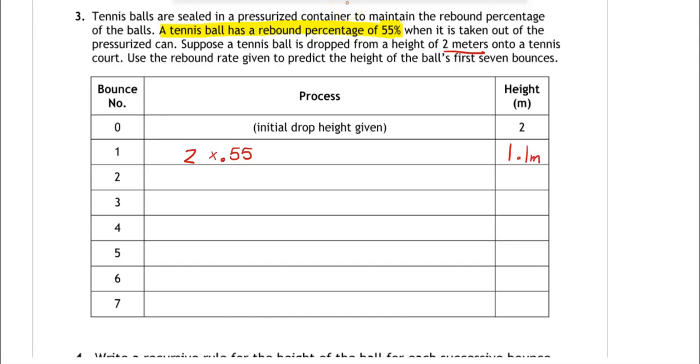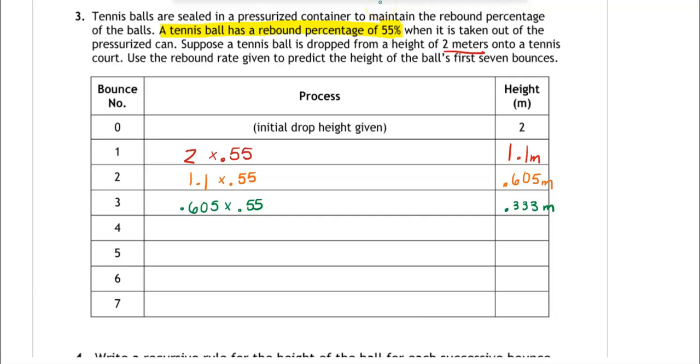All right, next one, I'm going to take that 1.1 and multiply that by 0.55, because it is 55% of that bounce. So if I dropped from 2 initially, and then I bounced 1.1 meters, the next one is going to be 55% of that 1.1. And that would be 0.605 meters. Next one, I'm going to do 0.605 times 0.55. I need to find 55% of this 0.605 meters, and that would be 0.333 meters.